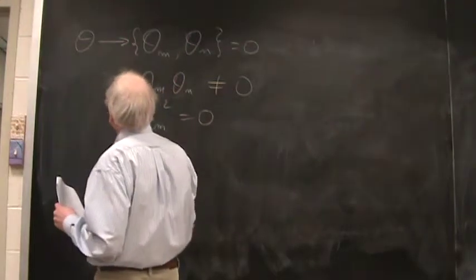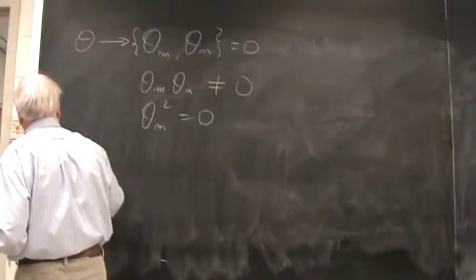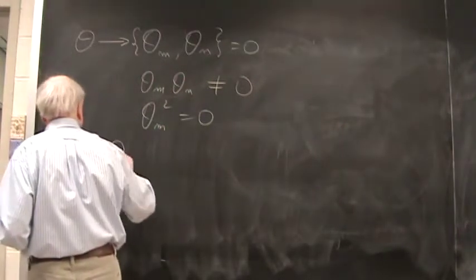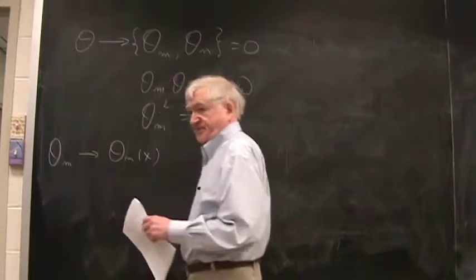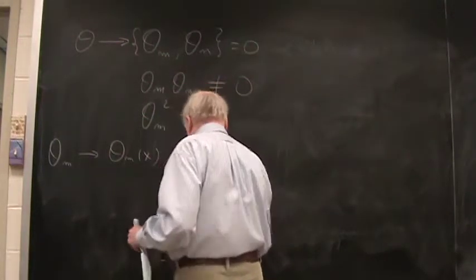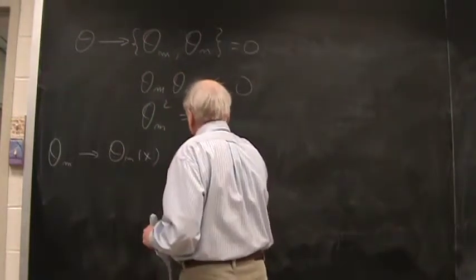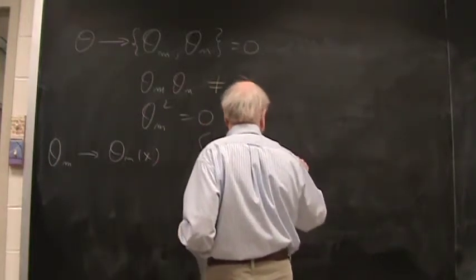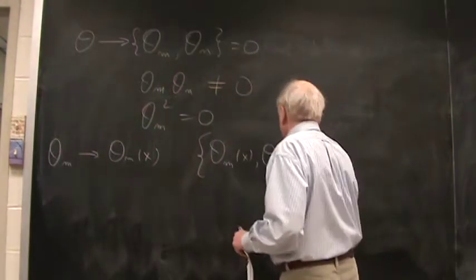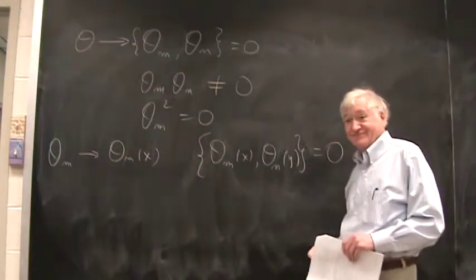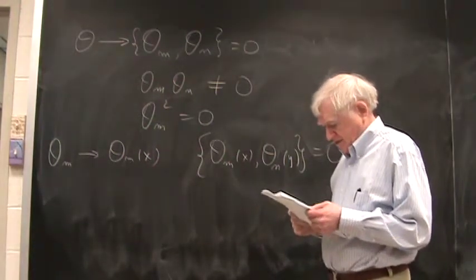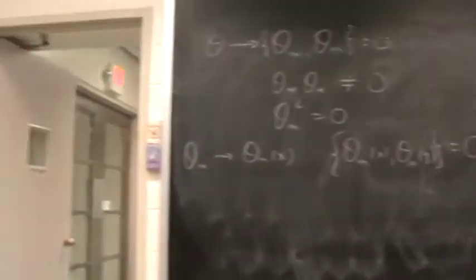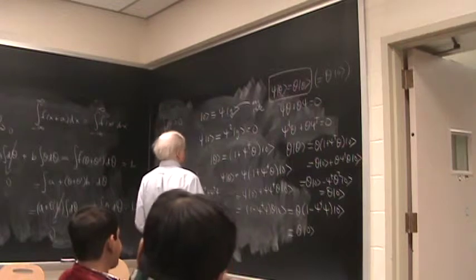The next thing is we can go yet one step further, and we can go from theta m, where m goes from, say, 0 to 4, we're talking Dirac language. We go to theta m of x, a Grassmann field, and then we'll be saying theta m of x, theta n of, let's say, y, well, zero. All right. And let's see, over here, I guess I skipped this.